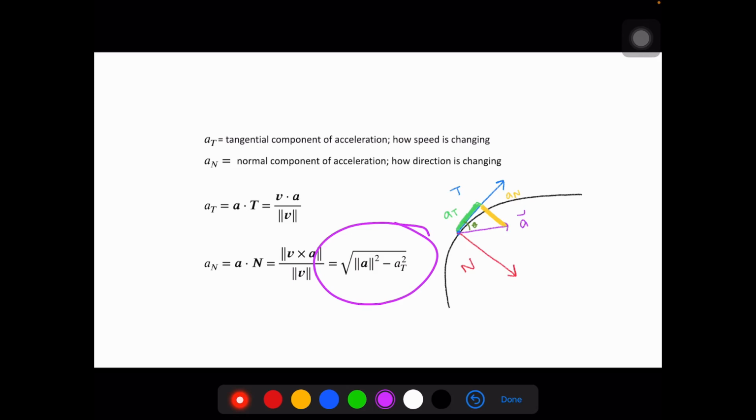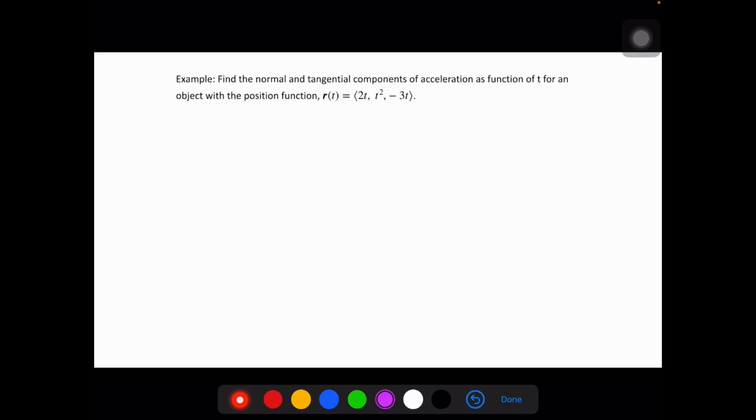But I definitely have it written down on the screen correctly. So let's do an example. Let's see how this works in an example. Let's find the normal and tangential components of acceleration as a function of t for an object with the following position function, r of t equals <2t, t squared, minus 3t>.